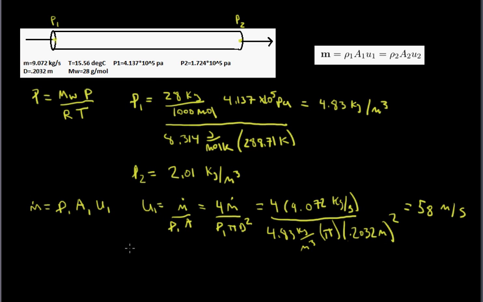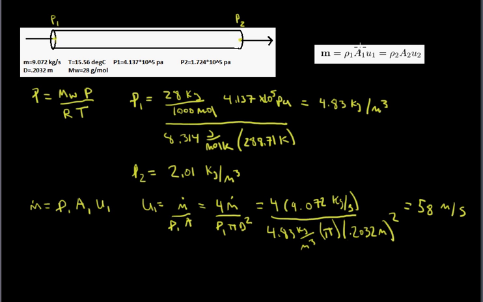Then we can do the exact same calculation, or we could manipulate this relationship to get the outlet velocity. I'm going to manipulate this relationship. Just imagine that A1 cancels with A2, and I'm solving for U2, so that U2 is equal to rho 1 U1 over rho 2.